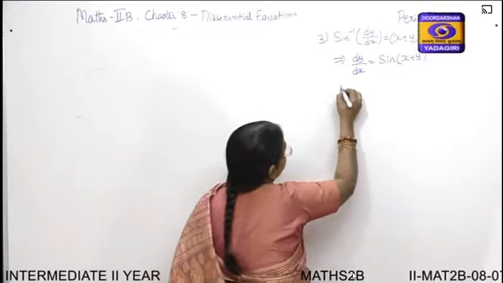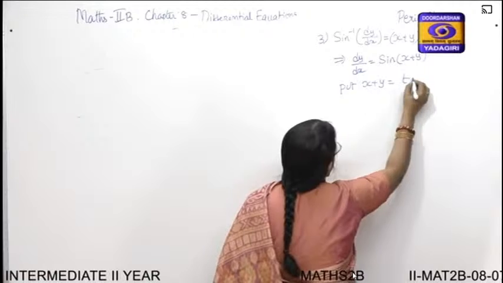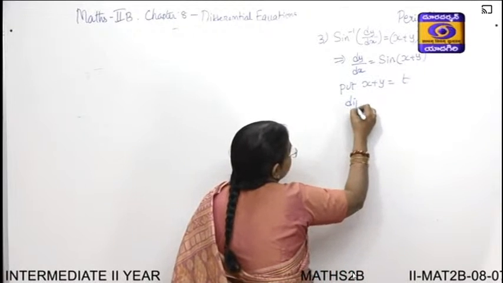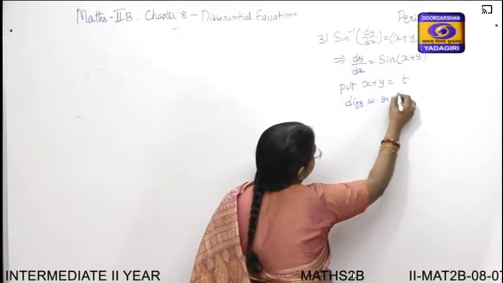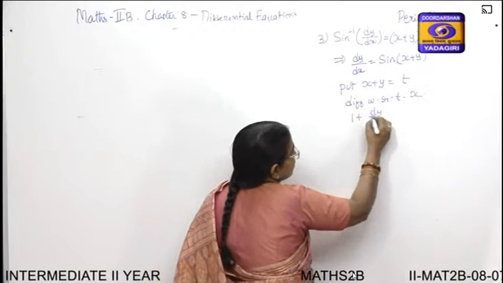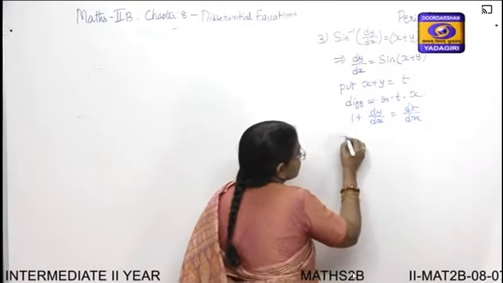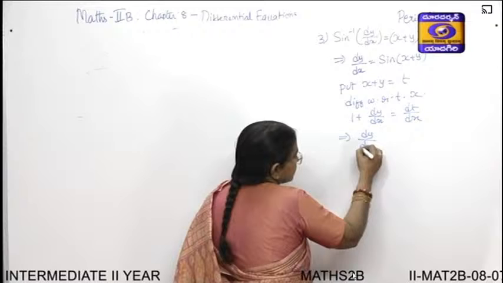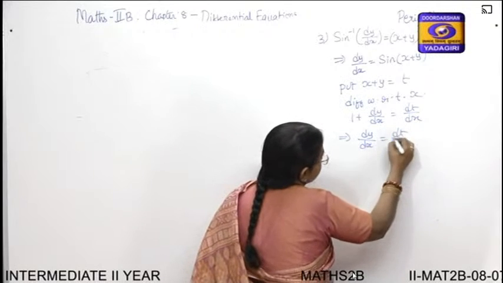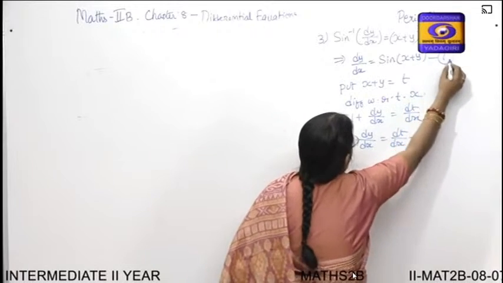So same thing, put x plus y is equal to t, this is again very important. Differentiating with respect to x, derivative of x is 1. 1 plus dy by dx is equal to dt by dx. So that means dy by dx is equal to dt by dx minus 1. Take this as equation 1.